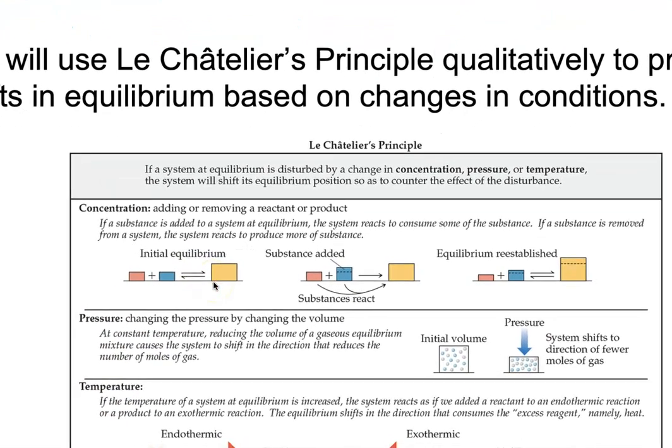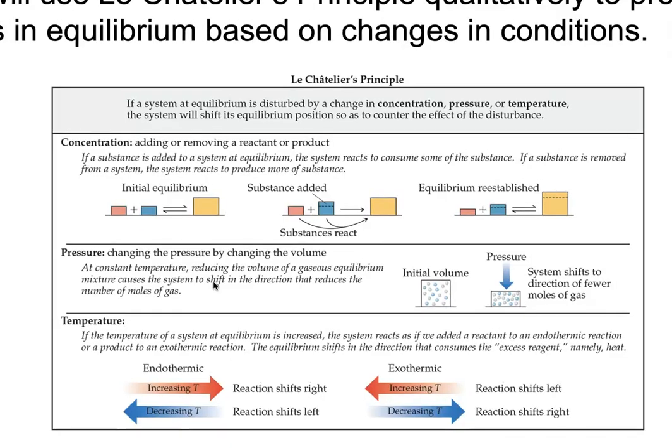If I decrease the substance, then the opposite will happen. It will shift toward the decrease. I'm going to go to temperature next. If temperature of a system is increased, the system reacts as if we added a reactant to an endothermic reaction or a product to an exothermic reaction.